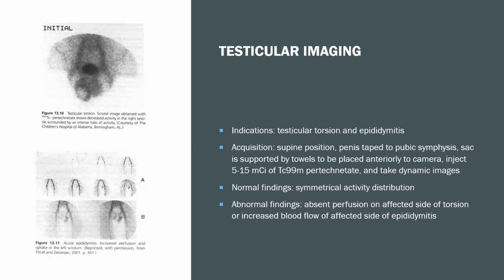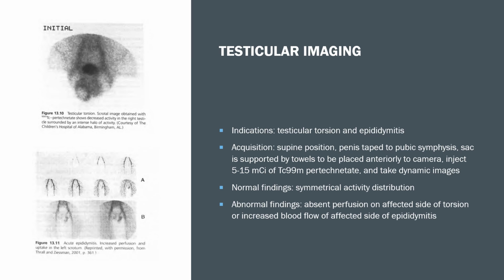Now we come upon testicular imaging. I haven't seen one of these, nor do I know if we ever will, but it is still there. We are looking for any testicular torsion or epididymitis. For acquisition, you want to place the patient in a supine position with the penis taped to the pubic symphysis, and the scrotal sac supported by towels, placed anteriorly to the camera. After all that is said and done, you would inject the tracer, which is 5 to 15 millicuries of free tech, and then take your dynamic imaging.